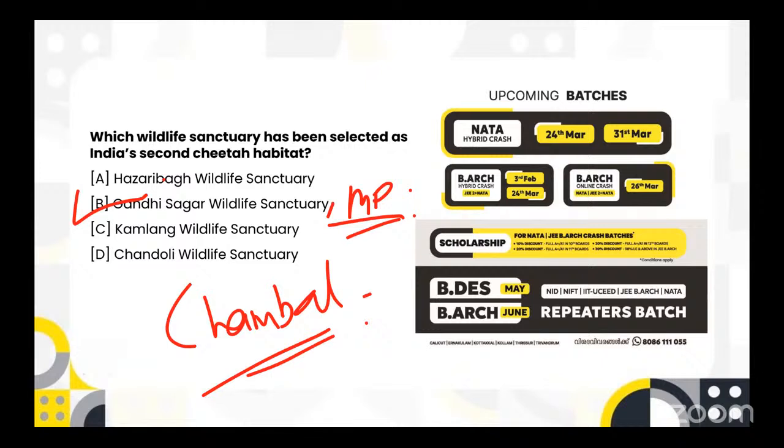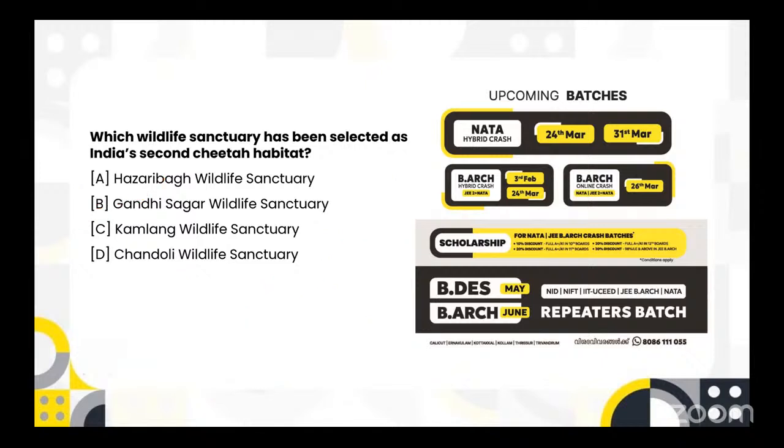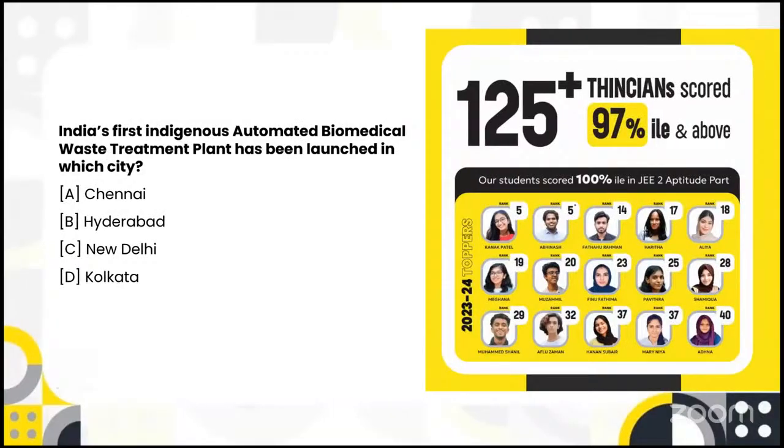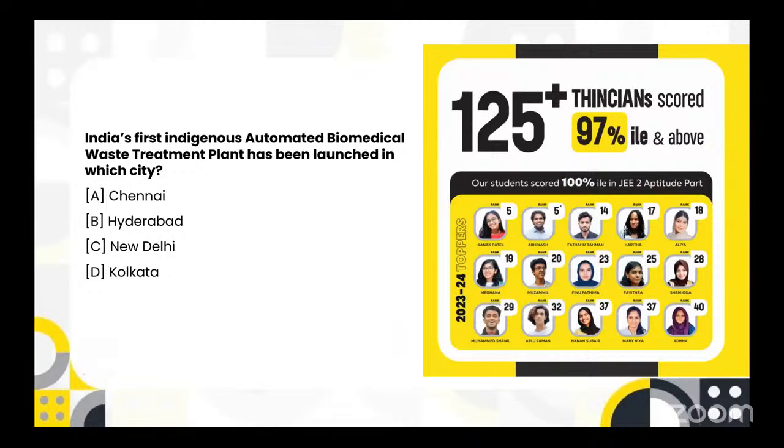Next one. India's first indigenous automated biomedical waste treatment plant has been launched in which city? Chennai, Hyderabad, New Delhi, and Kolkata. Recently the Union Minister Dr. Jitendra Singh inaugurated India's first indigenous automated biomedical waste treatment plant. The name is also there.